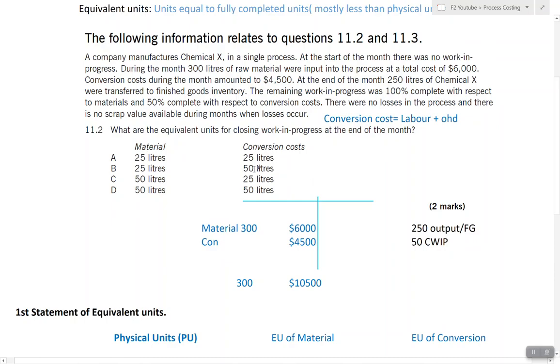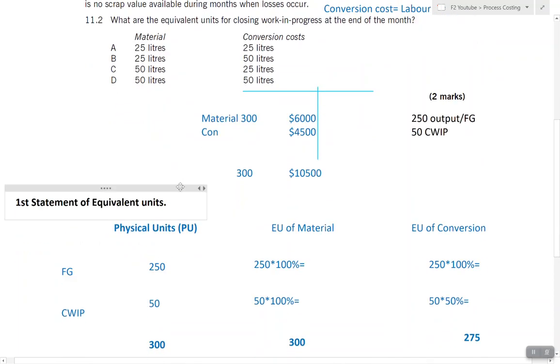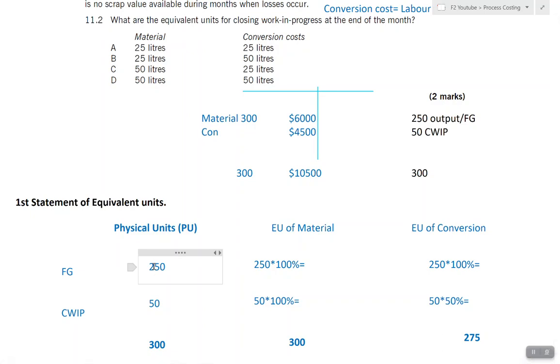Okay, so to answer this question, we do 3 steps. The first step is we prepare something called a statement of equivalent units. One thing is physical units. The physical units, obviously, the finished goods are 250 and closing work in progress is 50, so total 300. So no problem here. Physical is physical. It doesn't care about the percentages. So even in our example of the bottles, even if the water contained in the bottle is, let's say, 10%, it is still physically one bottle.